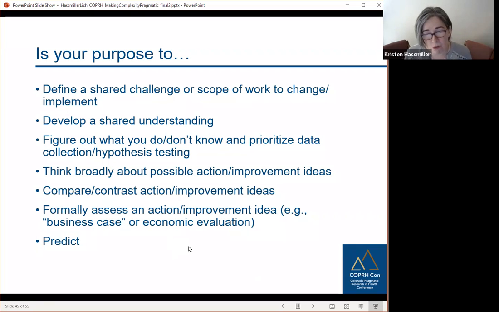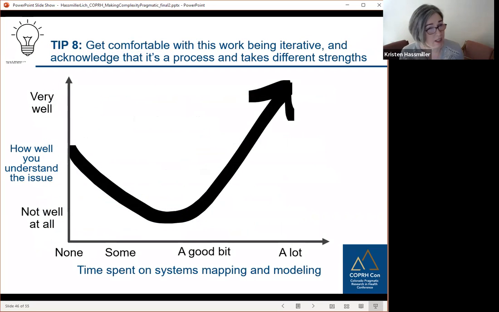But always know why you're doing this work so that you do the right things. Tip 8 is get comfortable with this work being iterative, as I just described, and acknowledge that it's a process and it takes different strengths. Not everybody thinks this way. Not everybody is a natural systems thinker.